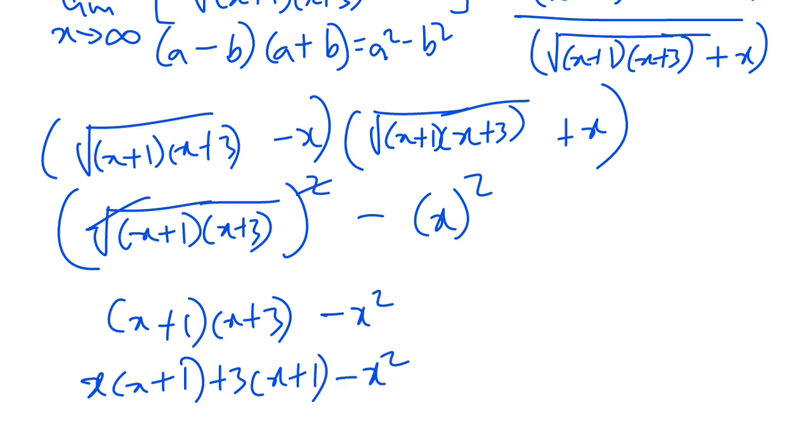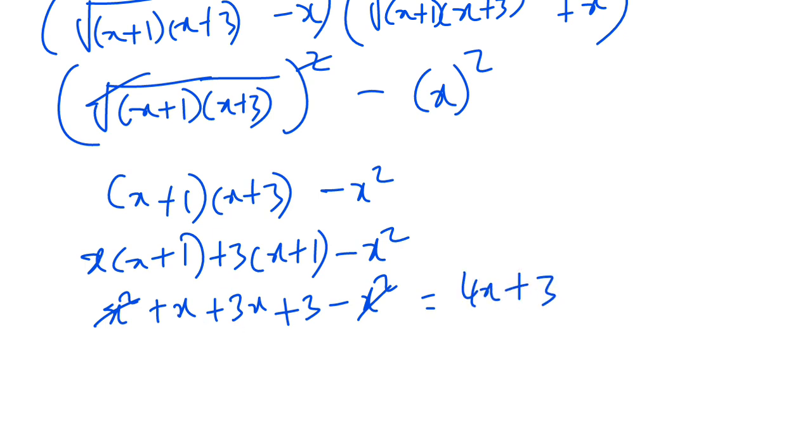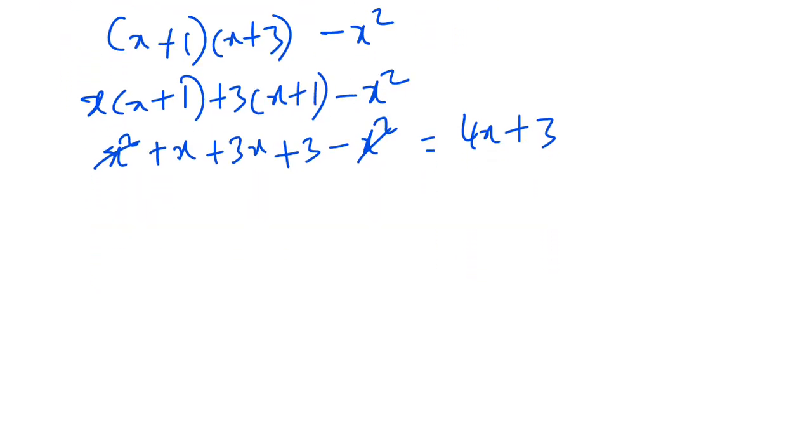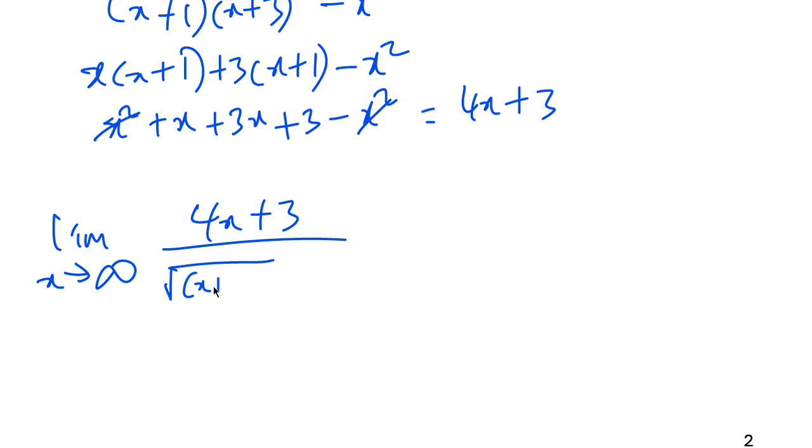Continuing, we'll have x times x, that's x squared, plus x times 1, x, plus 3 times x, 3x, plus 3 times 1, 3, minus x squared. So this x squared cancels this, and then we have x plus 3x, that's 4x, plus 3. So we could then rewrite the limit as x tends to infinity of 4x plus 3 all over the square root of (x plus 1)(x plus 3) plus x. And that makes it a lot easier now.